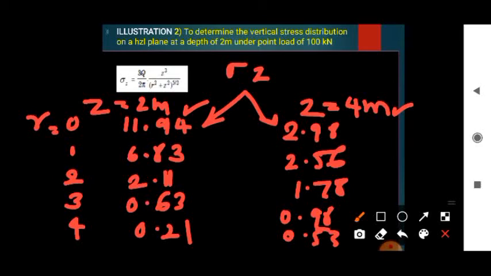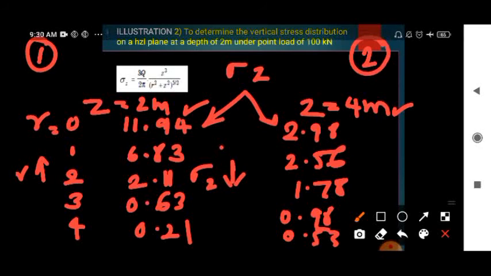Now if we compare these two sets of values, two important observations can be made. The first important observation is the trend here: as we increase the values of r, that is the radial distance, sigma z values are reduced. That is, as we move away from the line of action of the point load, the value of sigma z decreases. So this is observation number 1.